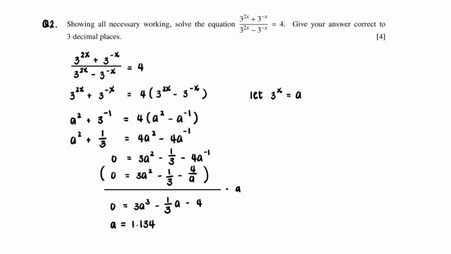But we want the x value, so we convert it back. 3^x = 1.134. Then using the general logarithm formula, you can solve for x and get 0.114 as your final answer.